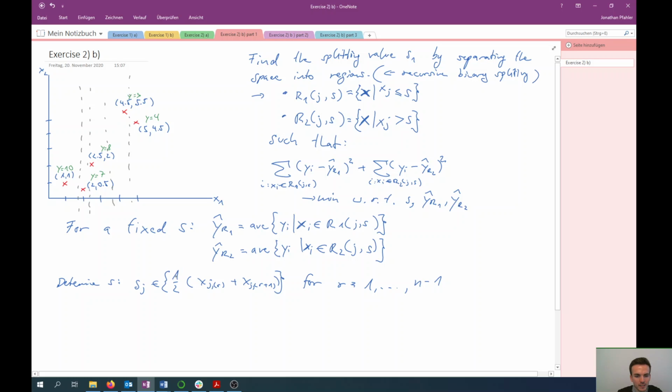Then s would be 1/2 times the sum of the x value of index r plus the x value of index r plus 1, where r is the point left from our split, and r plus 1 is the point right from our split. So our first split here is basically r equals 1, and then we must calculate 1/2 of x1 1 plus x1 2. Okay, this would be the s1 for our first split here.